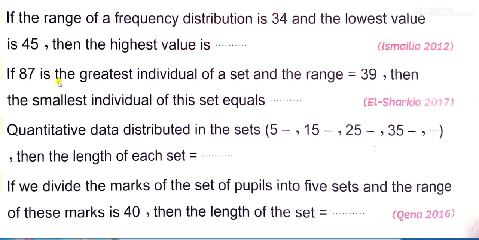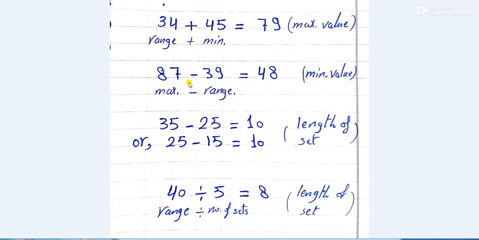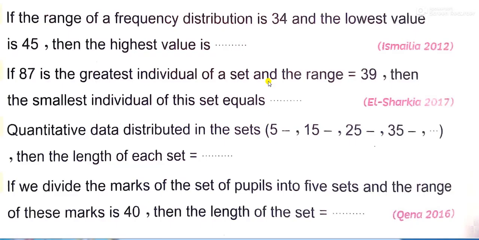Question 2, if 87 is the greatest value of a set and the range equals 39, so the range is 39 and 87 is the maximum or greatest value. He asked about the smallest value of this set, the minimum value, so we have to do subtraction to find it. 87 minus 39 equals 48.